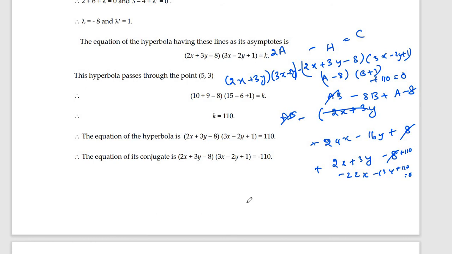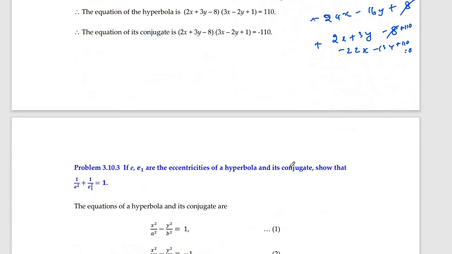And then the hyperbola and conjugate hyperbola differ only by a constant. So if it is 110, the other one is taken as minus 110.